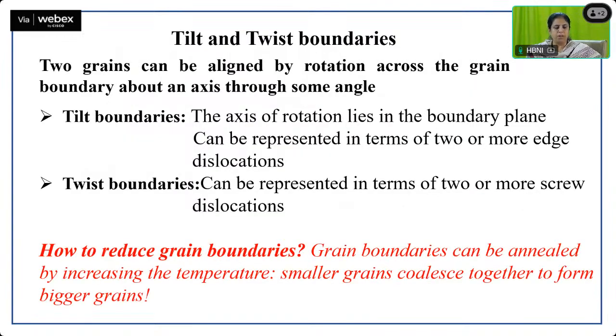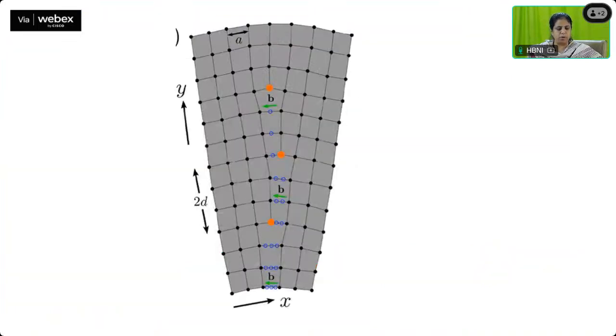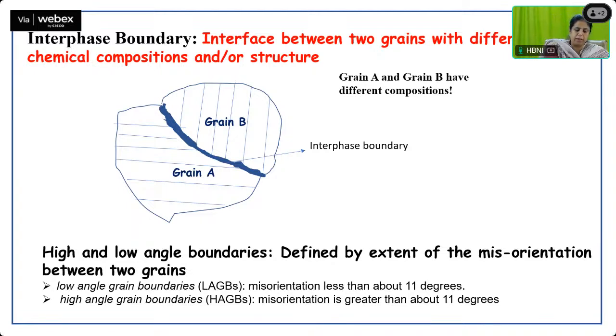Now, what are tilt and twist boundaries? I'll rather first tell you about high angle and low angle boundaries. We just talked about how different grains separated by grain boundaries have the same composition and same crystal structure, just that they are oriented at some angle. So grain boundaries are classified as high angle or low angle grain boundaries. So what is high angle and low angle? It is defined by the extent of the misorientation of the two grains that they are separating.